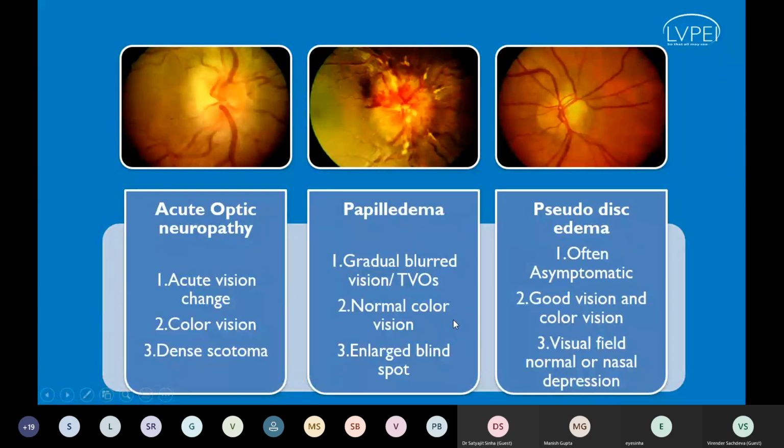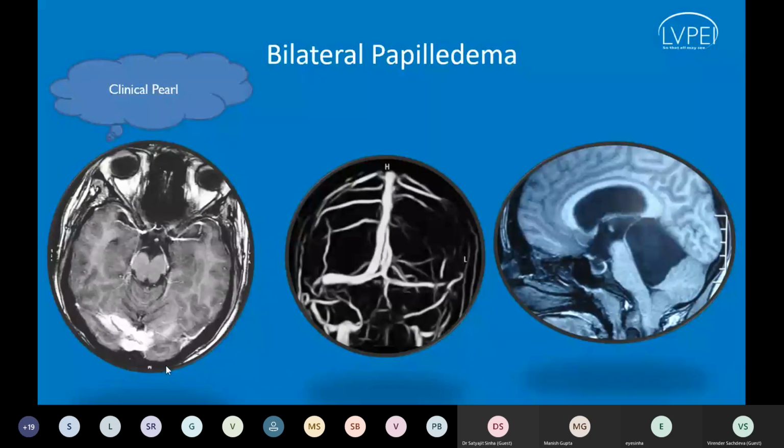Whereas in a patient with papilledema, you will see complaints like gradual onset, insidious blurring of vision. They might have transient visual obscurations. They might have normal color vision and might even have enlargement of the blind spot on the visual fields. In contrast, in an acute optic neuropathy, there is an acute change in vision. They might have subnormal color vision, and the fields usually show a dense scotoma. So the actual presentation of the patient helps us distinguish between them.